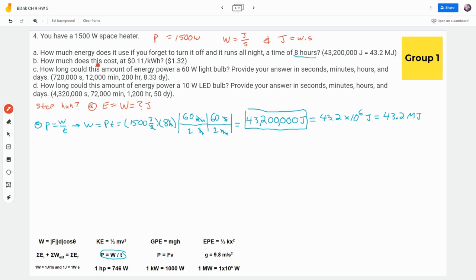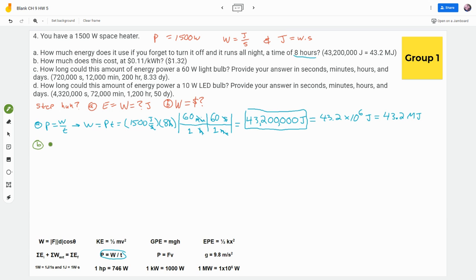How much does this cost at 11 cents per kilowatt hour? So part B, we want to know something in units of money, dollar sign question mark. What are we actually looking for here? We're actually looking for the work, but instead of being in units of joules, it's going to be in units of money, which is weird. But honestly, that's the best way to do these problems.